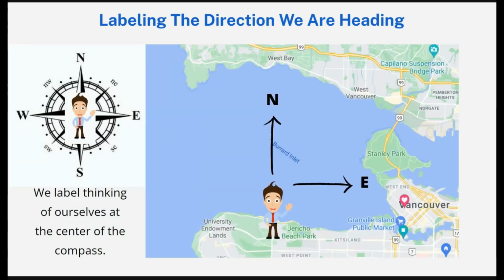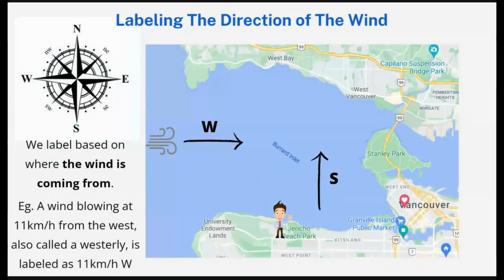So the example is if we are here in the middle of our compass and we're standing here at the Jericho Sailing Center, we label thinking of ourselves at the center of the compass. So the direction we would be heading, if we were heading straight across to West Bay here, we would be heading north. If we were going downtown, we would be heading east if we were actually traveling.